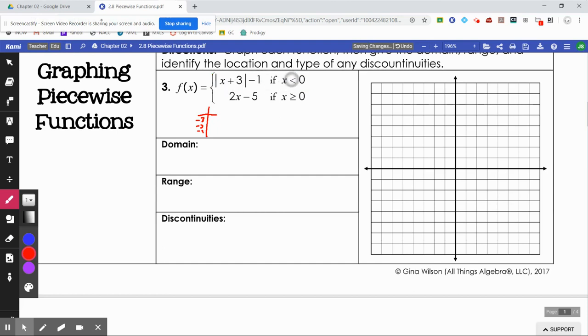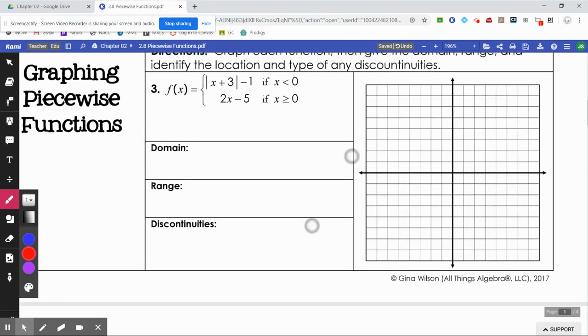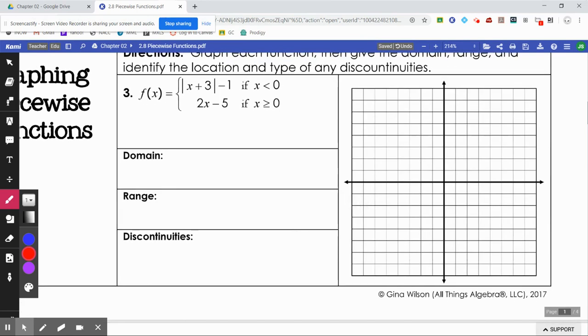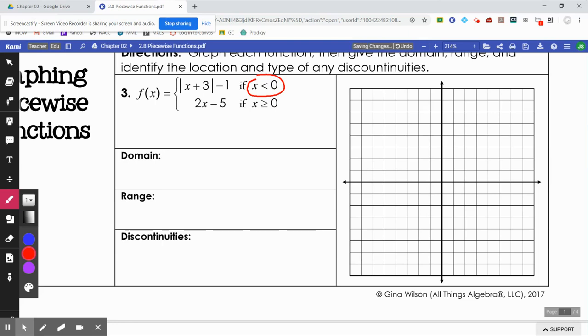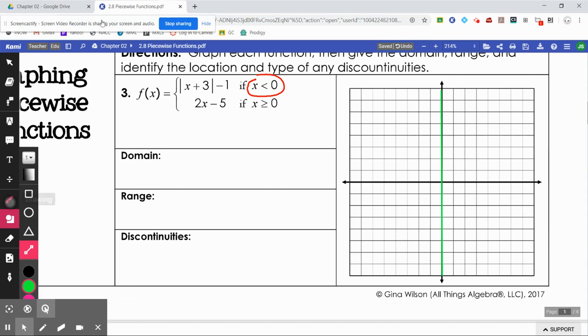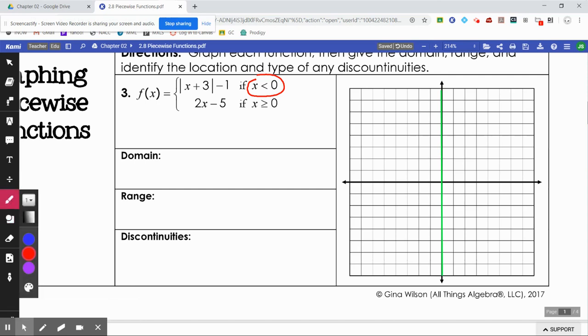However, what I like to do is graph these like normal and just know that I'm only supposed to graph the first part where x is less than 0. So I like to come over here to my graph and draw a division line. So where is x less than 0? And notice this vertical line that I've just drawn. On your x-axis, that is 0. So the first part of my graph is only going to be graphed to the left of this. The second part of my graph is only going to be graphed to the right of this.